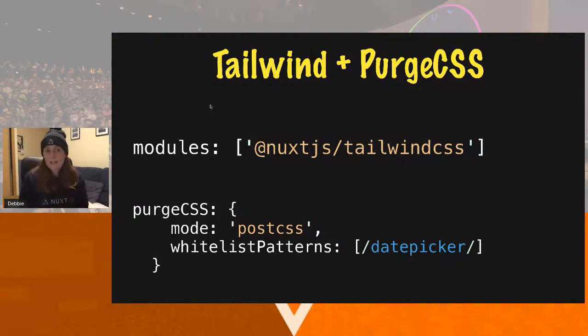And in the whitelist pattern, make sure you put in anything if you find you're missing styles, because Tailwind, or Purge CSS, can get rid of some of the styles it thinks it doesn't need. So if you've got especially styles from a third-party library, it might just delete them. So whitelist basically means do not delete this style.